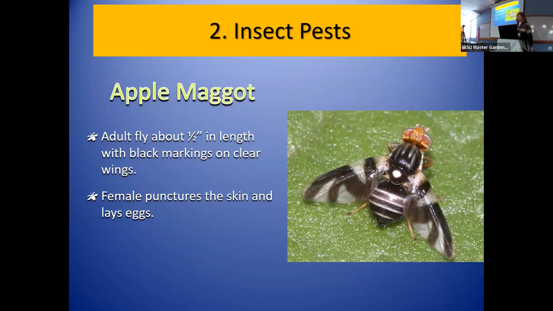So apple maggot as an adult fly is about a half inch in length, and notice it has these clear wings with these black stripes on them. The female will use her ovipositor, so that's part of the female's body that will deposit the eggs into either plant or animal material. So she will use her ovipositor to puncture the skin of the apple and lay her eggs.